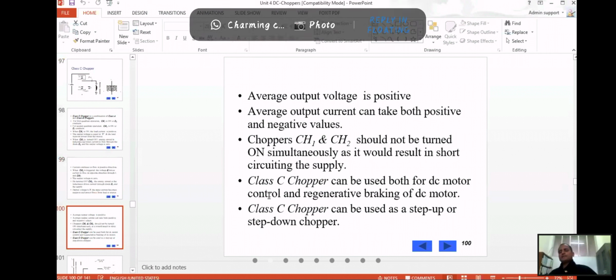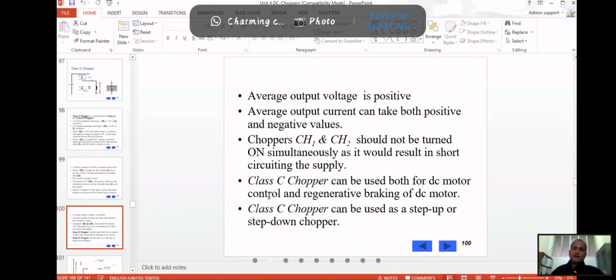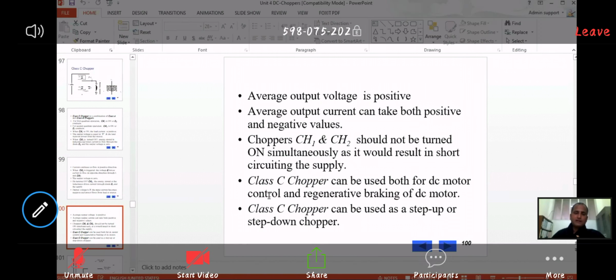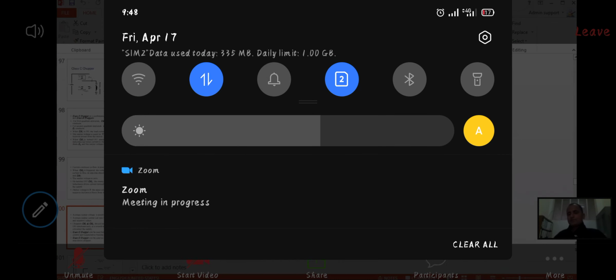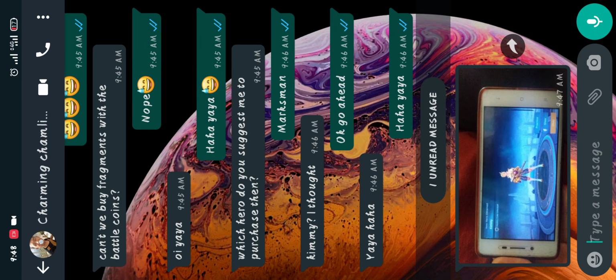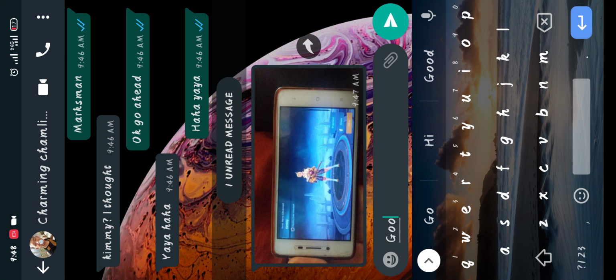So the average output voltage is positive, and the output current can take both positive and negative values in this case, because it's operating in the first quadrant as well as in the second quadrant. Chopper CH1 and CH2 should not be turned on simultaneously, as it would result in short circuiting the supply.